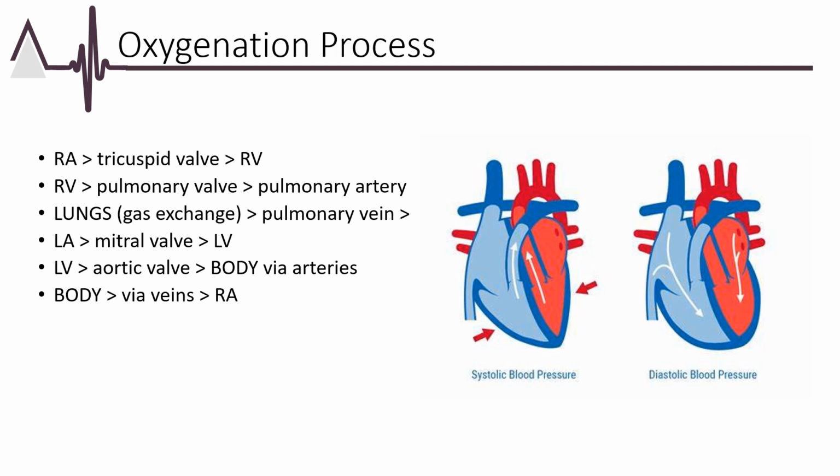Deoxygenated blood flows through the pulmonary arteries to the lungs to be oxygenated. Oxygenated blood in the aorta is delivered to the body. The cycle is repeated as deoxygenated blood from the body again fills the right atrium and oxygenated blood from the lungs fills the left atrium.